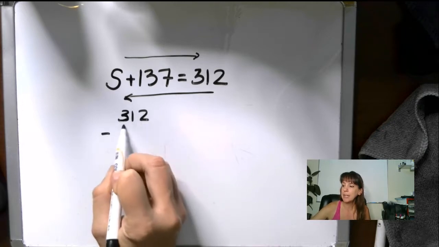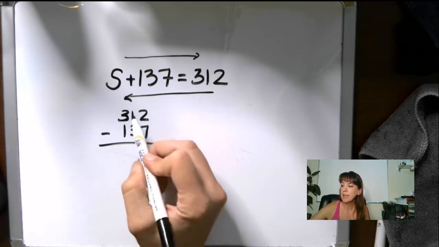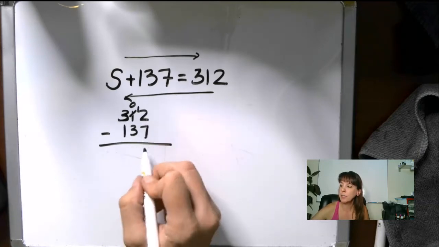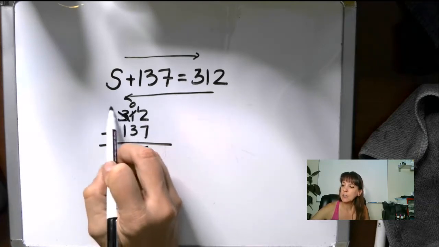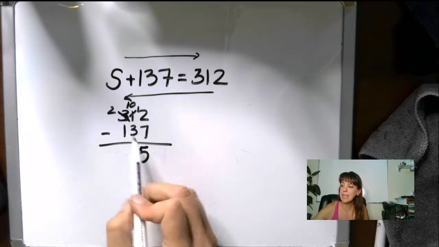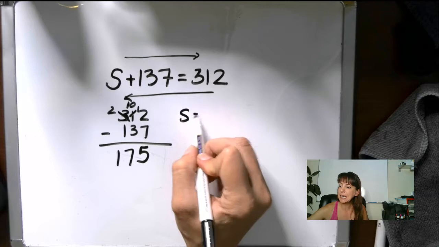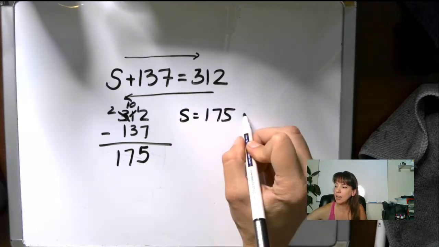312 minus 137. This is going to be 0. That's going to be 12. So 7, 3, 5. This guy goes to 2. This becomes 10. 10 minus 3 is 7. 2 minus 1 is 1. So S equals 175.